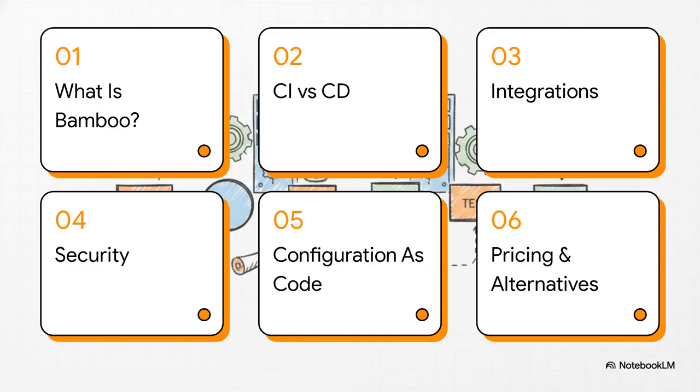All right, here's our blueprint for the explainer today. We're going to cover: 1. What Bamboo actually is. 2. CI versus CD. 3. Integrations. 4. Security. 5. Configuration as code. And finally, 6. Pricing and alternatives. Okay, let's dive right in.